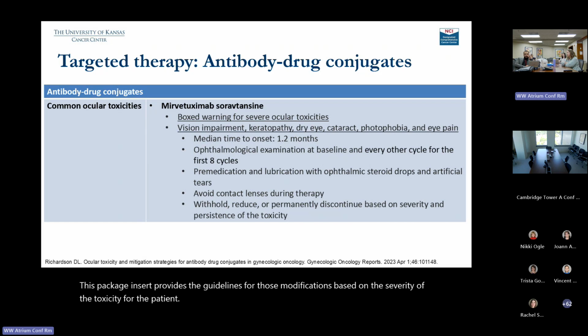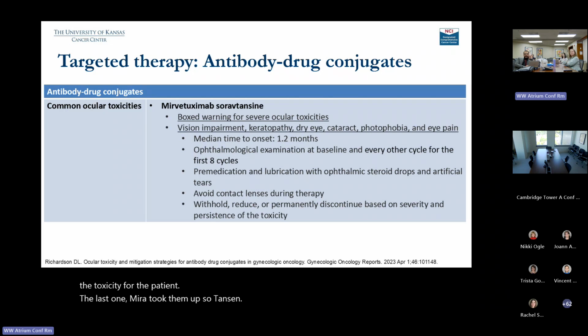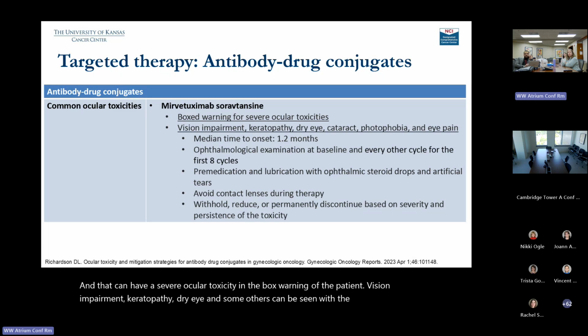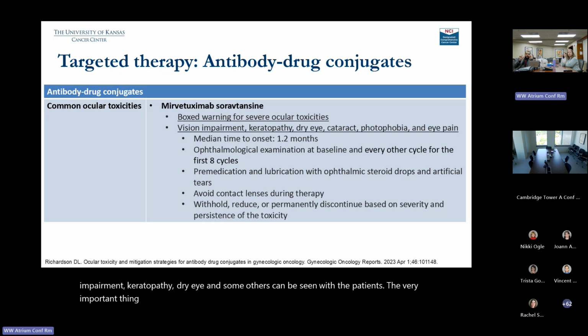The last one, mirvetuximab soravtansine, can have a severe ocular toxicity in the box warning. Vision impairment, keratopathy, dry eye, and some others can be seen with the patients. The very important thing is that the median time to onset of that ocular toxicity is 1.2 months in the patient.